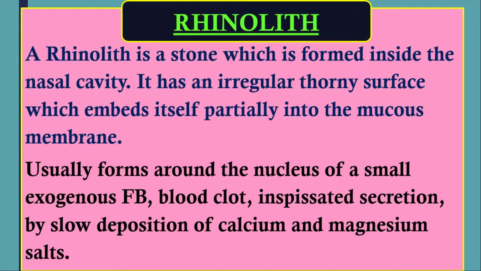Whereas a rhinolith is a special type of foreign body. A rhinolith is a stone which is formed inside the nasal cavity. It has an irregular thorny surface which embeds itself partially into the mucous membrane of the nose, and usually forms around the nucleus of a small exogenous foreign body or a blood clot or inspissated secretion by slow deposition of calcium and magnesium salts.